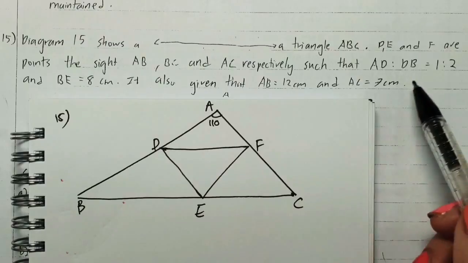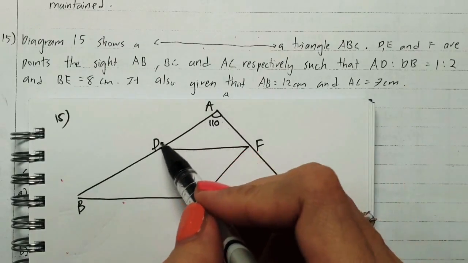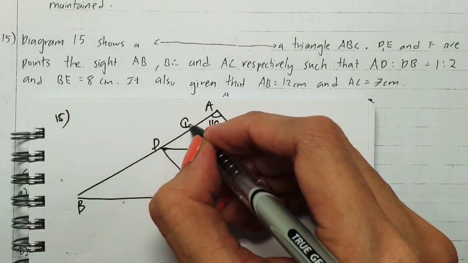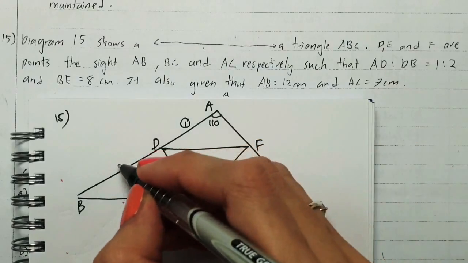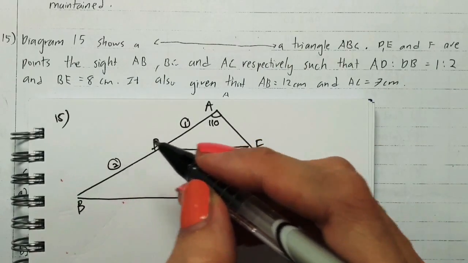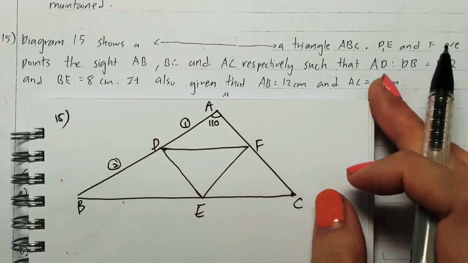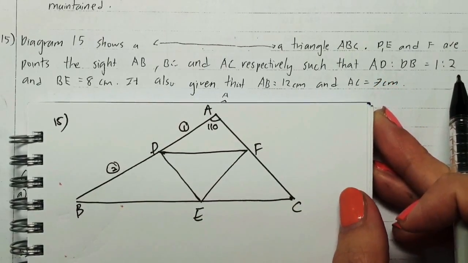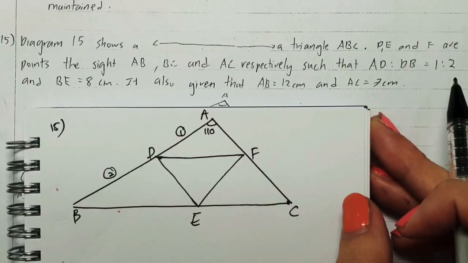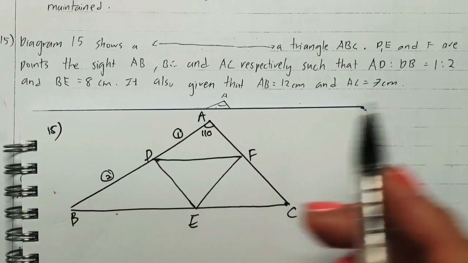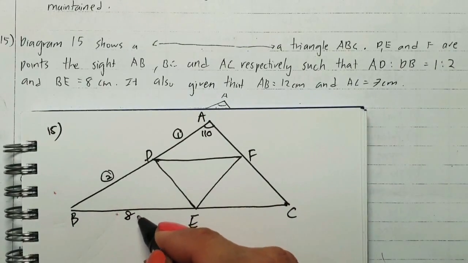A to D, D to B. A to D is one part. D to B is two parts. I have the habit of writing the ratio in a number that is circled. And then B to E is 8 cm. So B to E is 8 cm.